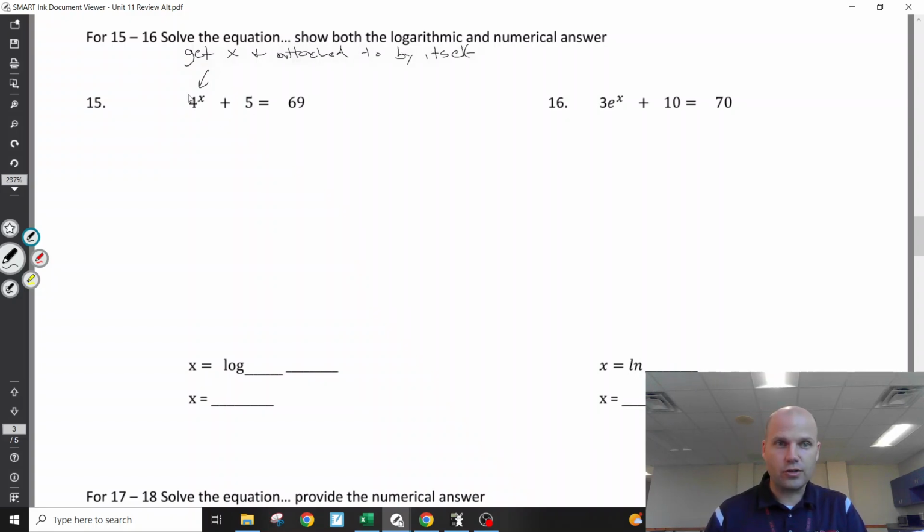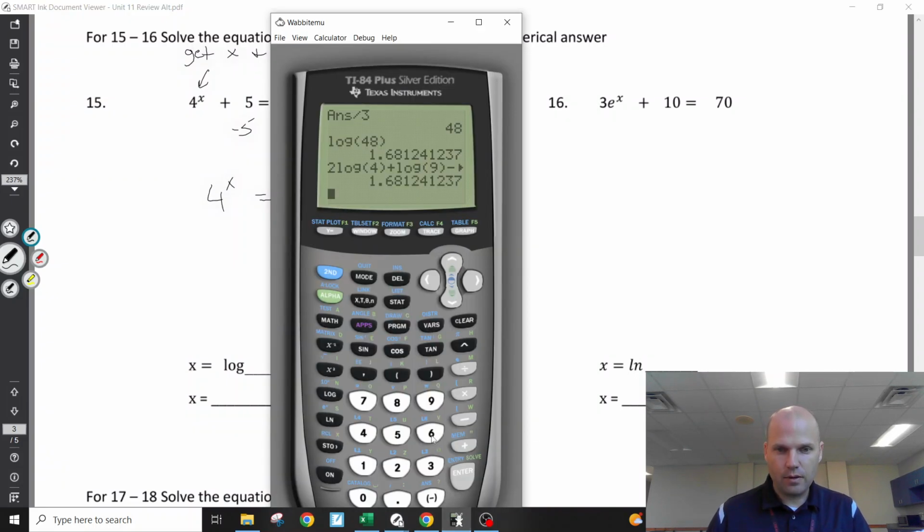We're solving equations. What's happening to this x? Well, 4 is being taken to the power of x, and I'm adding 5. It's all on the same side. What should I do? Subtract 5 from both sides of the equation. 69 minus 5. 64.